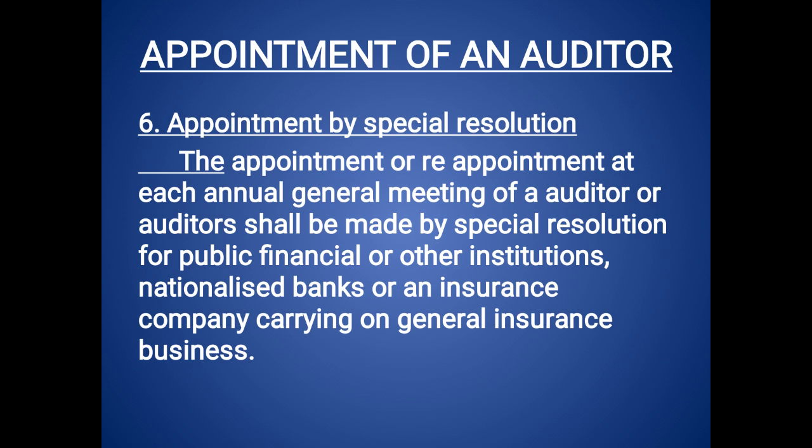Then the next one is appointment by special resolution. The appointment or reappointment at each AGM of an auditor or auditors shall be made by a special resolution. It means that if you want to appoint a particular auditor, there must be a special resolution, which should be given to each and every member. In order to pass that resolution, at least 75% of the members should be present. They will decide whether that particular person should be appointed or not. This special resolution will be passed at the annual general meeting.